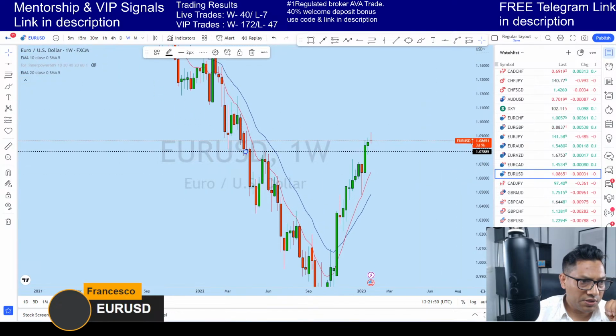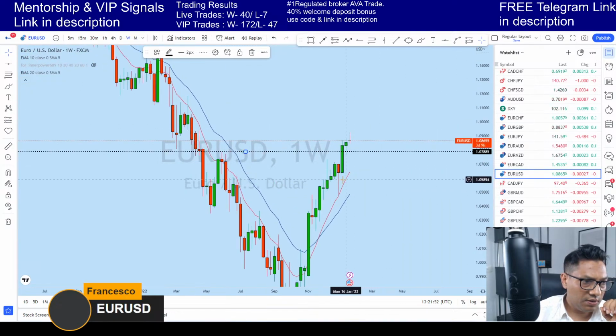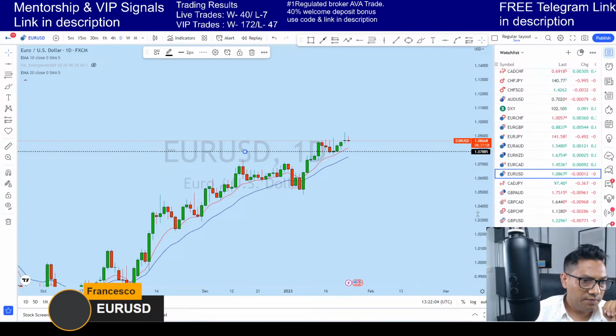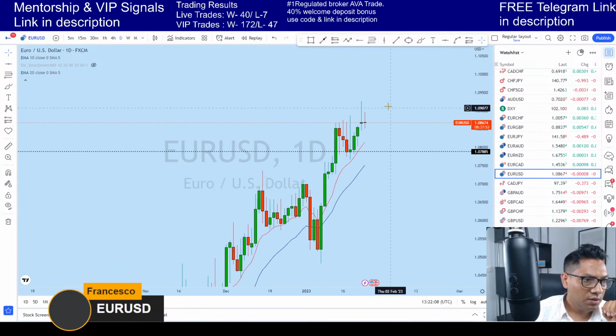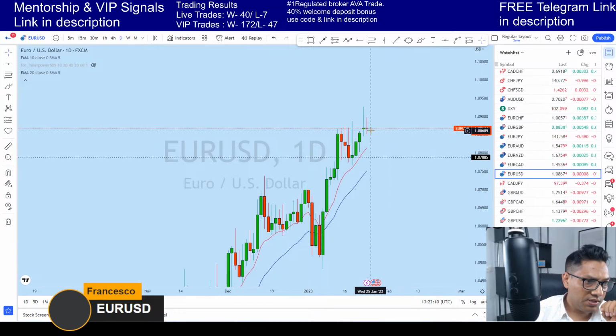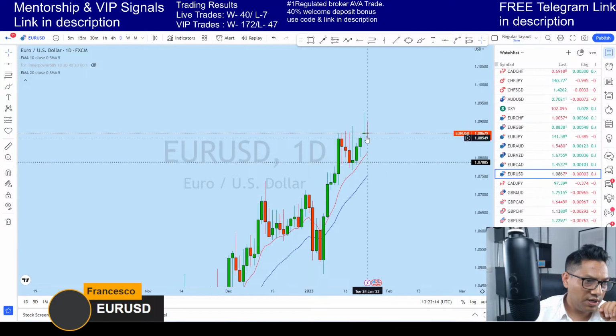Looking at the weekly perspective, we see there's a big bullish candle followed by a doji, which is the weekly candle, and we see the price is currently creating a narrow doji here. Okay, let's look at the daily. The previous day there was a doji here. Today the price has come to this zone where it is consolidating.